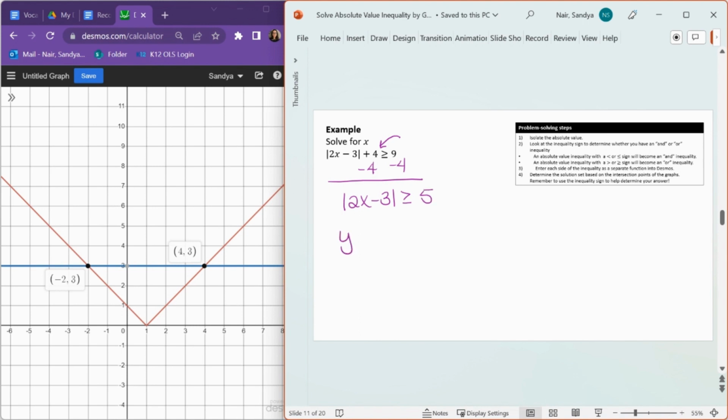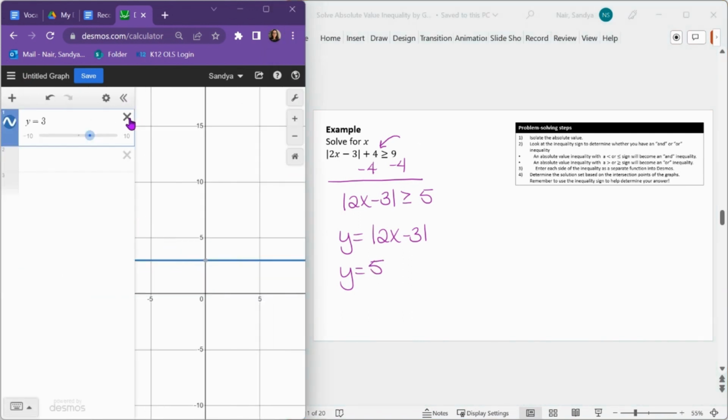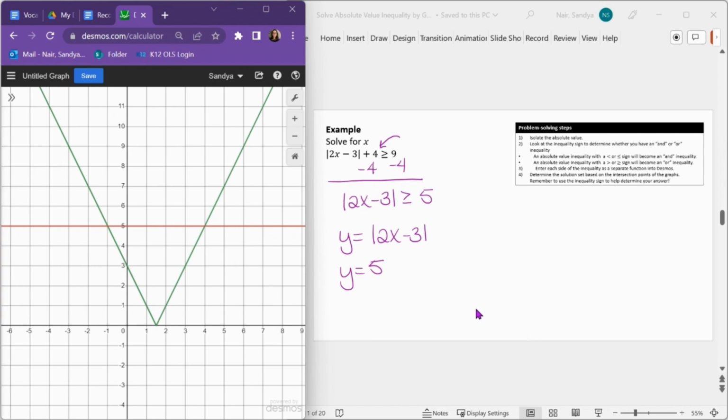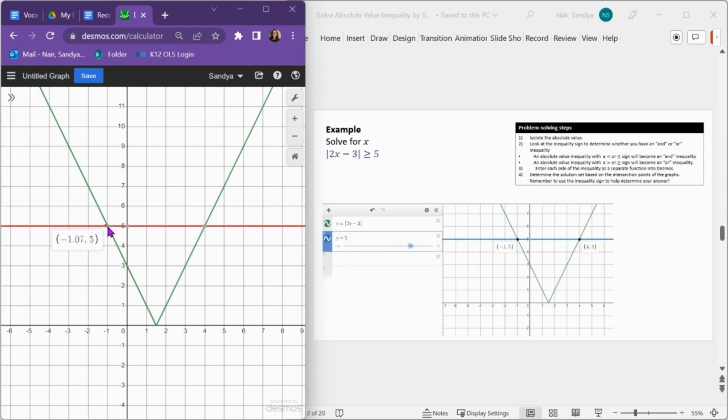So the left side I'm going to enter as y equals the absolute value of 2x minus 3, and the right side I'm going to enter as y equals 5. So now let's go to Desmos and actually do that. So I have y equals the absolute value of 2x minus 3, and the second row, I have y equals 5. Okay, so now let's look at those two intersection points. So I have intersection points here at x equals -1 and x equals 4.